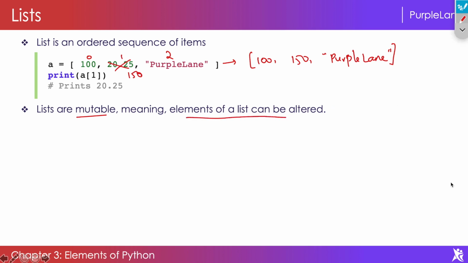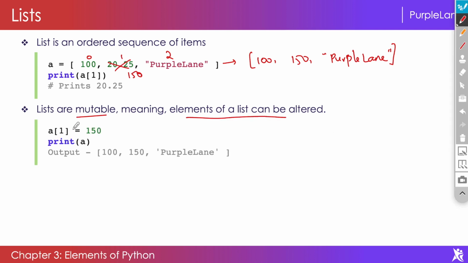So for example, let me show you that example here. This is how I change a particular value at an index. Here I am assigning 150 to index 1. And when I print the list a, it looks like this. So 150 is here, 20.25 is no longer here. So you can directly assign a value to a particular index. That means you can change the elements of a list seamlessly. So lists are mutable.